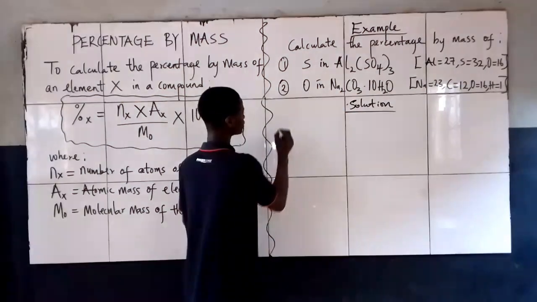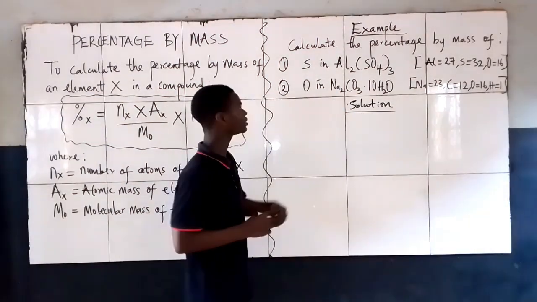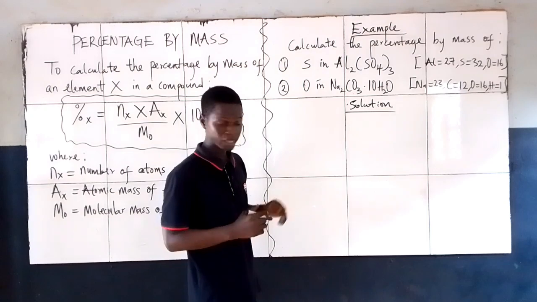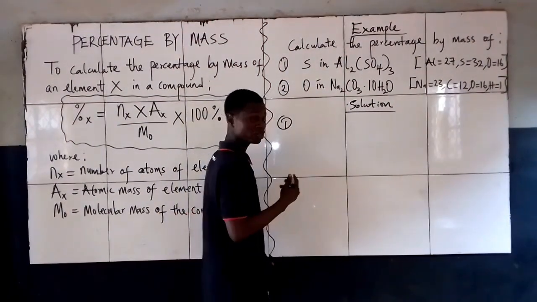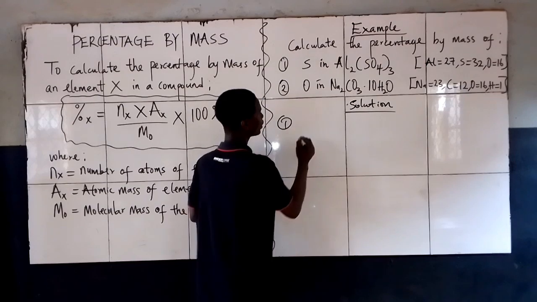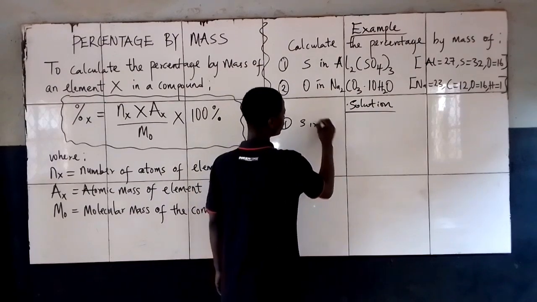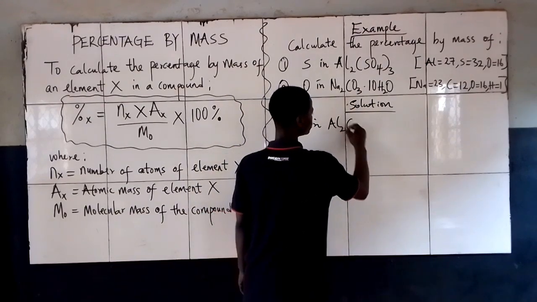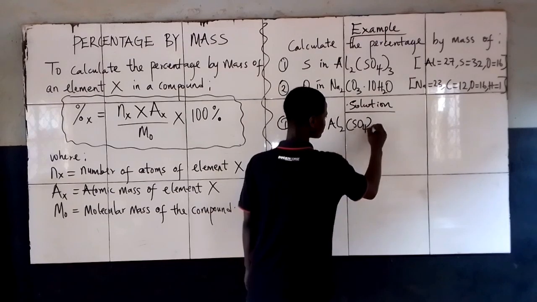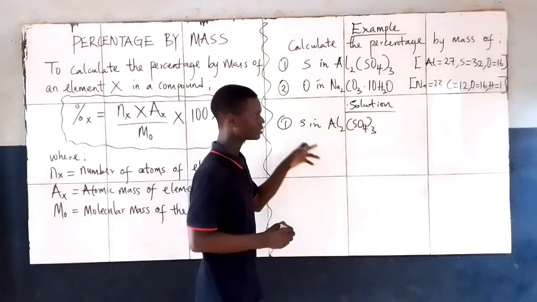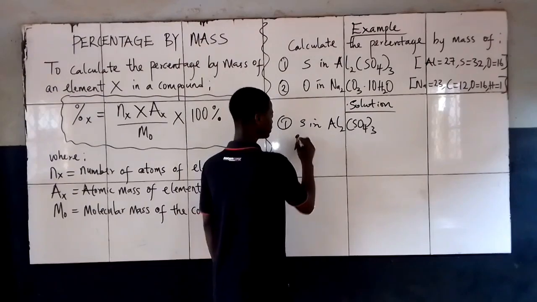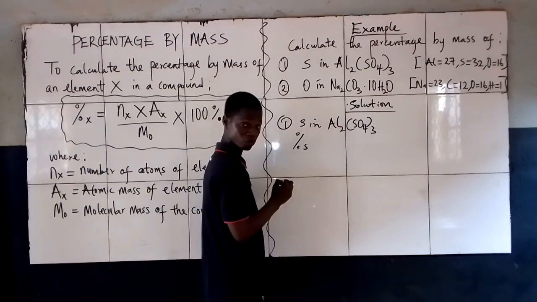So to start with, we have to know the molecular mass of this entire compound. Okay? So whichever way you want to do it, let's just do it this way. We already know the formula which is already on this board. We can come and say X in aluminium tetraoxosulfate 6. This is the compound. Now, how do we now get the percentage by mass? Percentage by mass of sulfur.